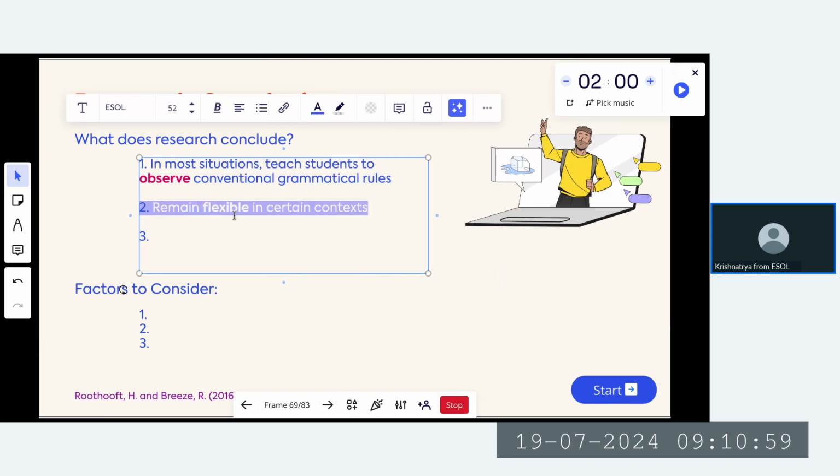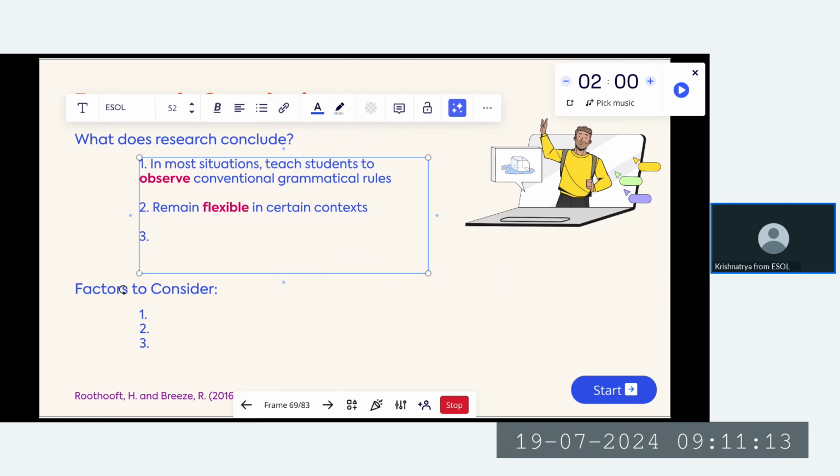Next one, as a teacher, as a linguist, try to be flexible in other different contexts. For example, 54% of you said, let me look at the results again, that accuracy is crucial, always crucial. 61% of you said it. However, there is a flip side to it. It depends on the context as well. It's not crucial almost all the time.